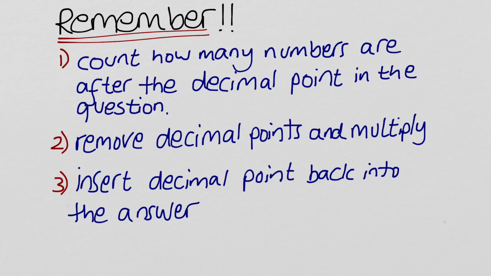Okay, so to recap, remember to count how many numbers are after the decimal point in the question. Remove the decimal point and multiply the numbers, and then insert the decimal point back into the answer, so there is the same number of numbers after the decimal point in the answer as there is in the question.